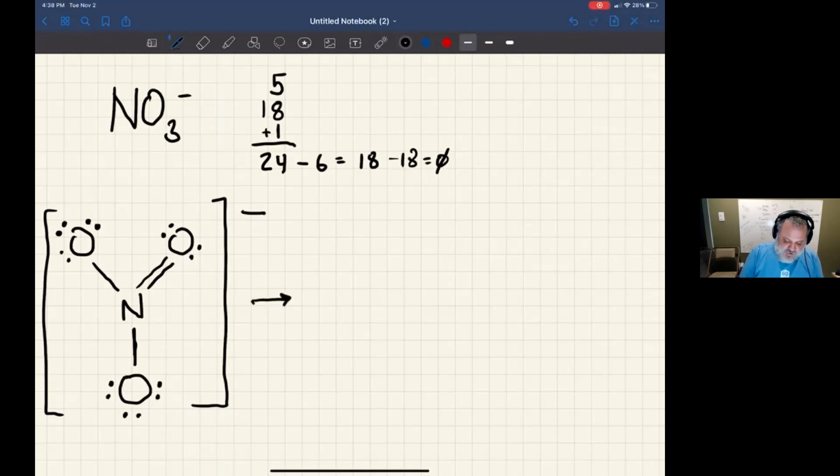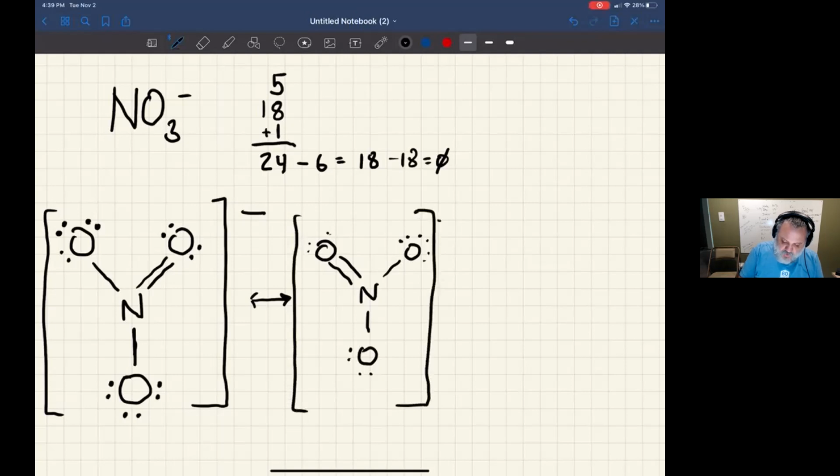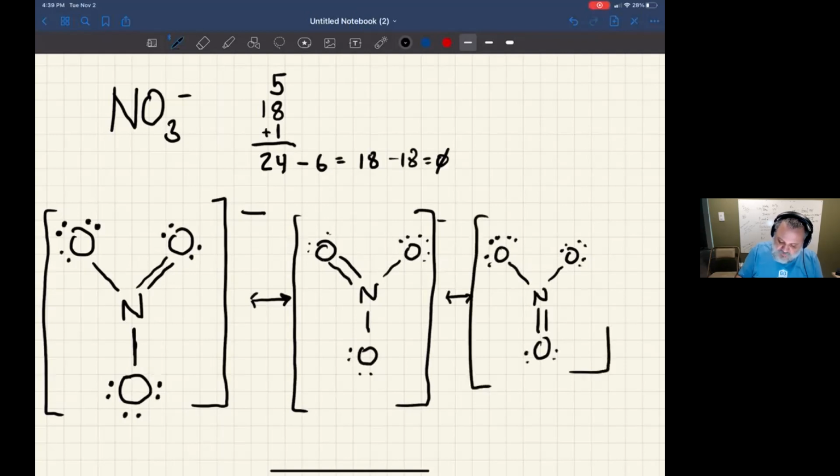But remember, I arbitrarily chose the oxygen that was up and to the right. I could have chosen the oxygen up and to the left. Likewise, I could have chosen the oxygen that's pointing down. All of those would have been equivalent choices, and so all of these options would be correct for the Lewis structure. This is an example of when there's resonance. So nitrate actually exists in resonance.